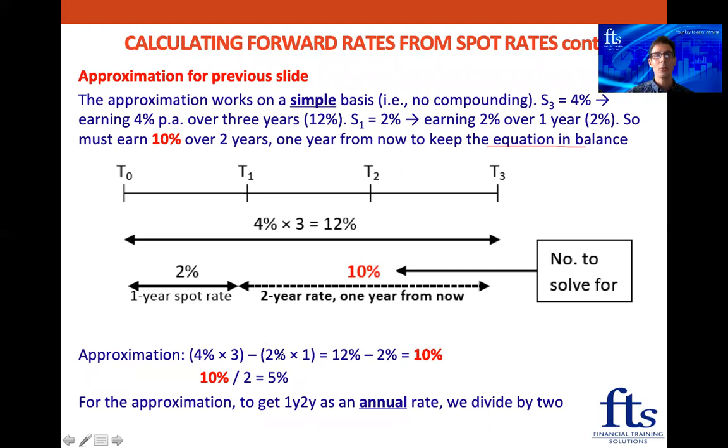So we can then also check it here, that we take the 12% there, we subtract the 2% there, it's 10%. But this is now over 2 years. So we're going to divide by 2 and get 5%. Why do we divide by 2? Because for the approximation, to get the 2-year rate 1 year from now as an annual rate, of course, we've got to divide by 2. So again, this 5%, the approximation, that's very easy to work out.